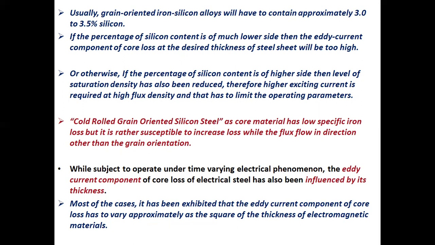Cold rolled grain oriented silicon steel as core material has low specific iron loss, but it is rather susceptible to increased loss when the flux flows in a direction other than the grain orientation. While operating under time varying electrical phenomena, the eddy current component of core loss of electrical steel is also influenced by its thickness.